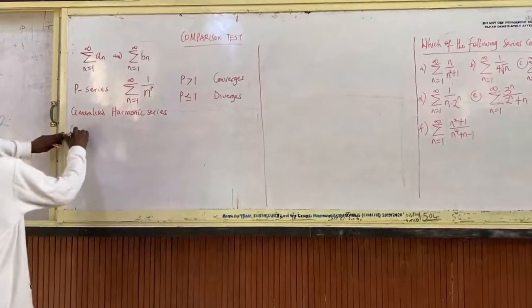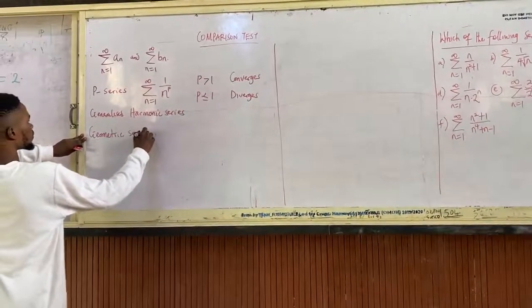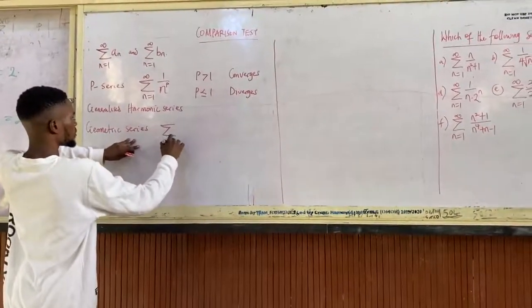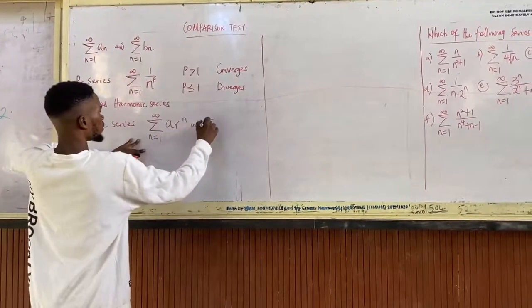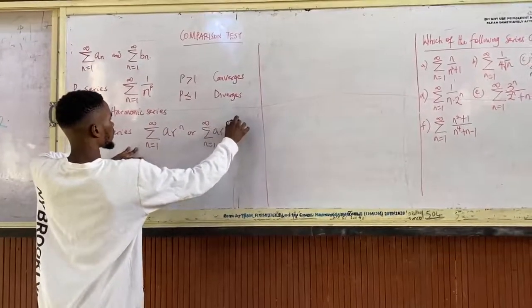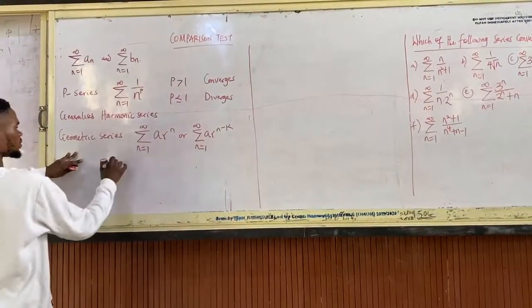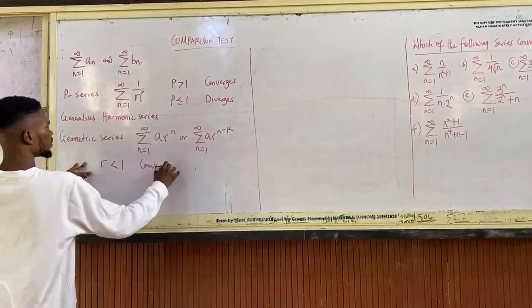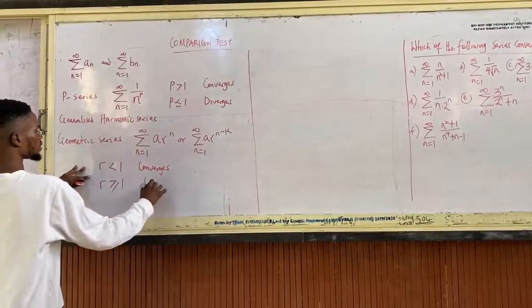Also, the geometric series. The geometric series is a positive series of this form, or this form. Now if this r is less than 1, then the series converges. But if r is greater than or equal to 1, then the series diverges.